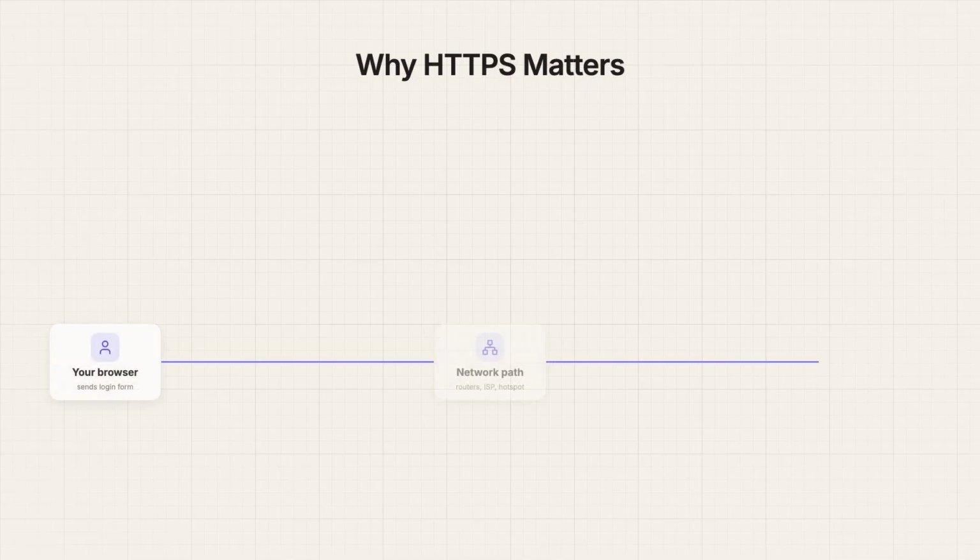When you submit a login form over plain HTTP, your username and password travel as raw readable text across every router and cable between you and the server. Your ISP, a coffee shop router, anyone on the same network segment can read those bytes directly. HTTPS wraps that path in encryption, so the data is unreadable to every hop in the middle.